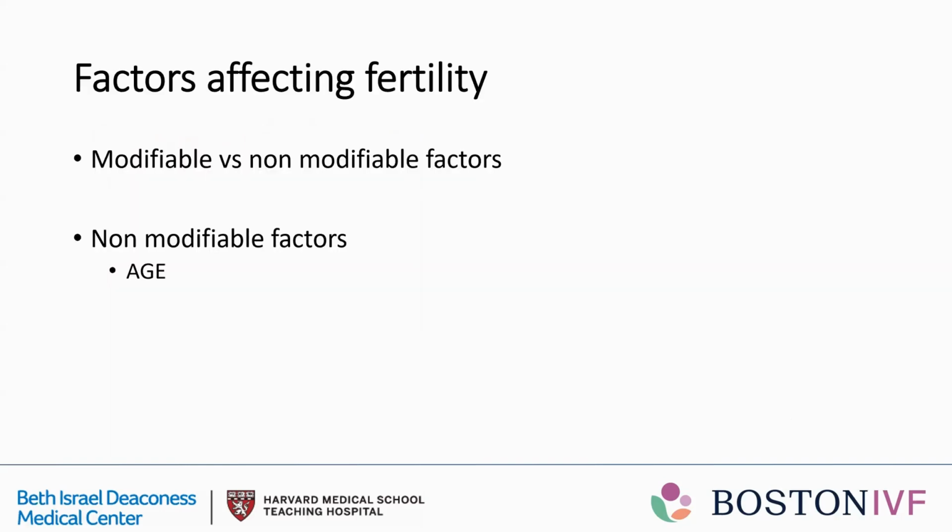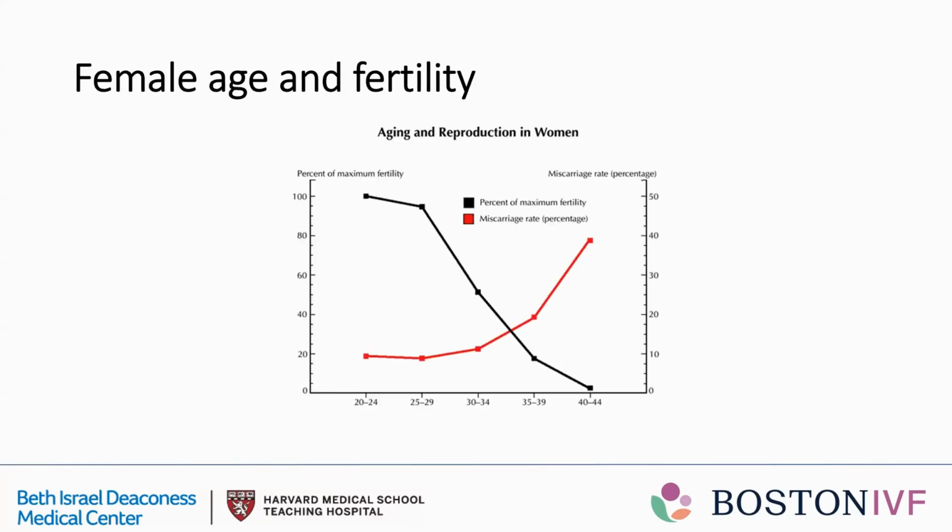So I'm going to talk a little bit about these factors. So we have modifiable factors and non-modifiable factors. For the non-modifiable factors, the biggest one is age. So we know that there is a relationship between female age and fertility. We know that as women get older, it's harder to get pregnant. Their fertility declines, and that's kind of what we see here, where the percent of maximum fertility is at its highest in your 20s and mid to late, even early 30s, and then it starts to decline and reaches a low around 40 to 44.